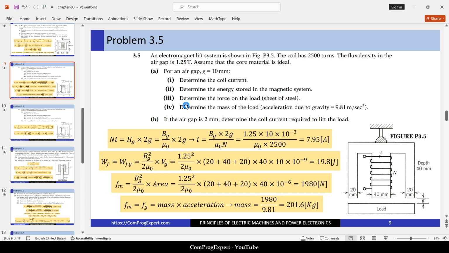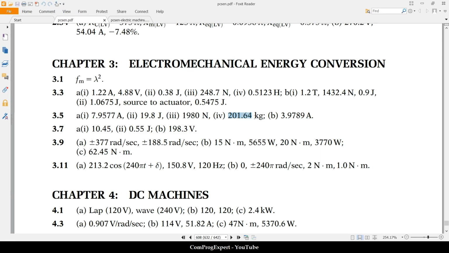The next part, determine the mass of the load. When we apply this electromagnetic force, it is equal to the force of gravity, mass times acceleration. So we can lift this load. We calculated the electromagnetic force, so the mass will be equal to 201 kilograms, the number that we have here.